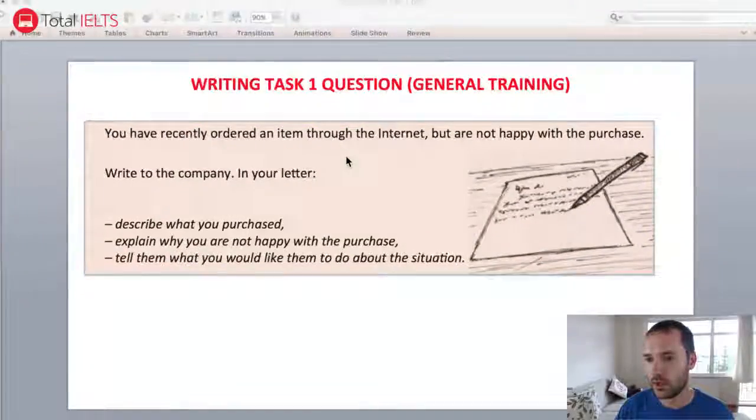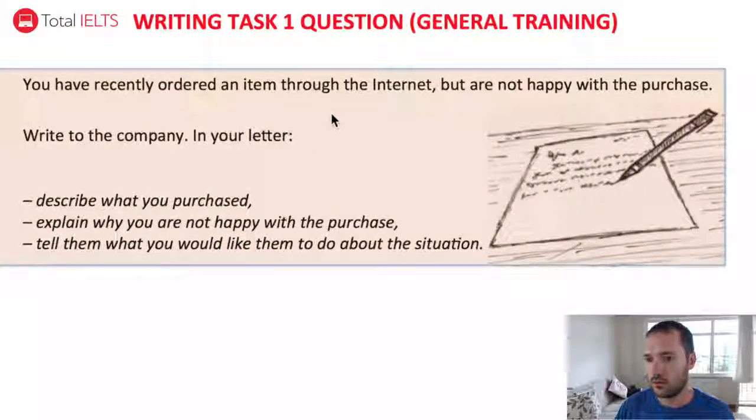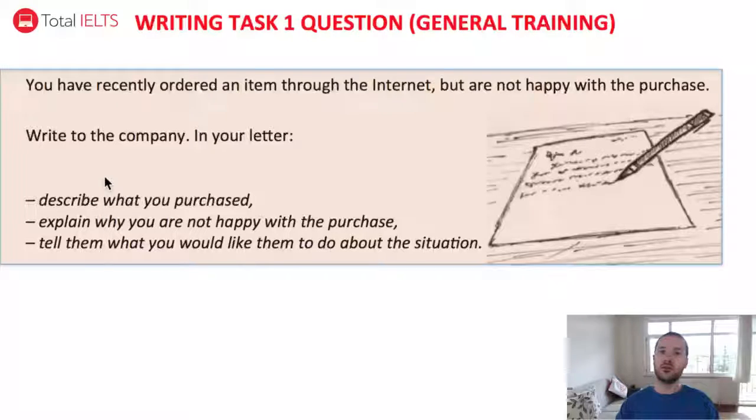So, then you're given the 3 pieces of information. I'm going to show you that question again. 3 pieces of information to include in the letter. Now, just look at that question again. Let's try to figure out what the purpose of this letter is. It's actually quite obvious. It's written in the very first sentence. So, you have recently ordered an item through the internet, but are not happy with the purchase. So, this is clearly going to be a complaint type letter.